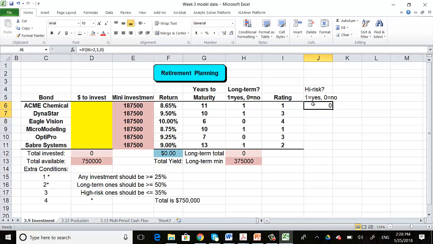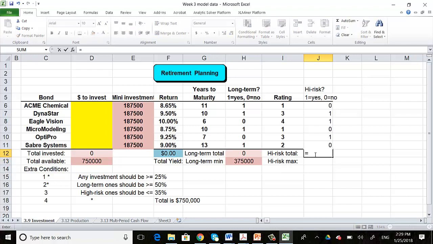Okay, so if we got it, we'll copy this. The high risk one, it's a D, E, and O. So that's what we want. And we have a place here to put high risk total, and high risk maximum that they can have. The high risk maximum is 35%.